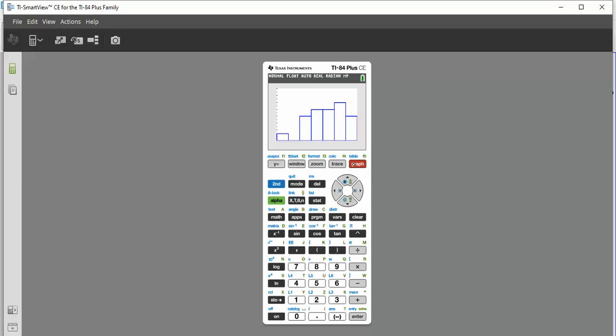Right. So most of the time, I'm rarely going to have you draw a histogram by hand. If we're going to do one, I'll probably have you do it on a calculator.